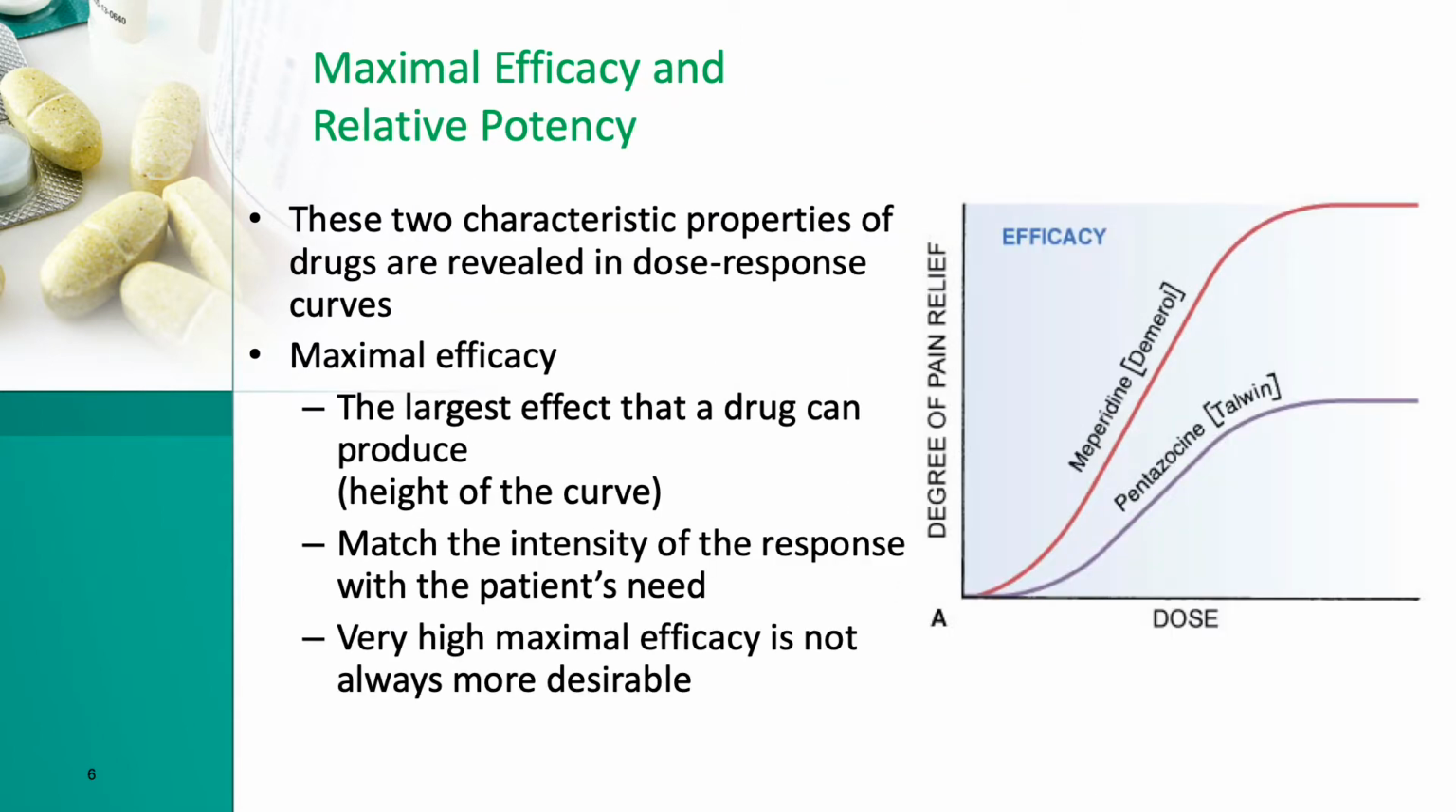Maximal efficacy and relative potency properties of drugs are demonstrated in dose-response curves. They are different. Maximal efficacy is the largest effect that a drug can produce, as demonstrated by the height of the curve. The idea is to match the intensity of the response with the patient's need. The goal is not necessarily to reach maximal efficacy. In the graph on the right, meperidine has greater efficacy than pentazocine. Efficacy is an important quality in a drug.